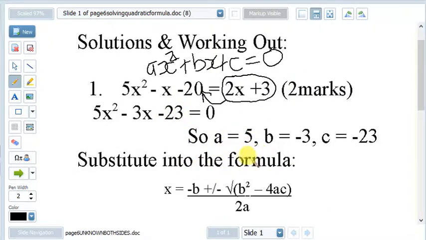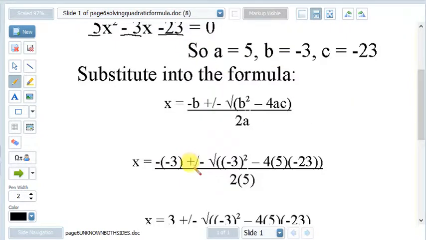And then from here it's very straightforward. So your a value is that, your b value is that, and your c value is that. So let's now substitute into the formula. So the minus 3 is b, and it's negative minus 3. Okay, so that will become positive 3 in a moment. And then we've got negative 3 all squared minus 4 times 5 times minus 23, so that's just basic substitution in there, all over 2a.